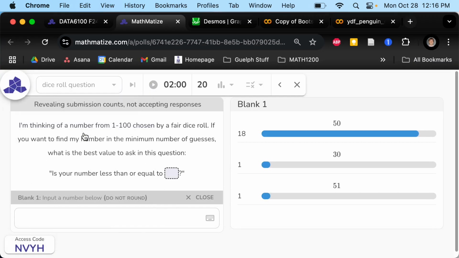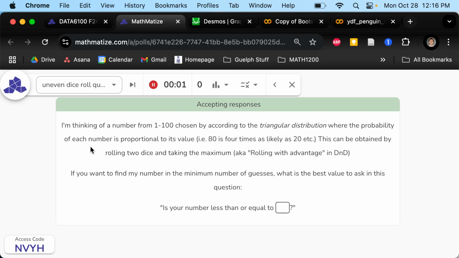Dice roll question, but the dice are not even. So here I'm using a triangular distribution. So the probability of each number is proportional to its value. So what do I mean by that? I'm going to pick a number between 1 and 100, but I'm going to choose 80 4 times as much as 20. So the bigger the number is, the more likely I choose it. The number that I am most likely to choose is the number 100.